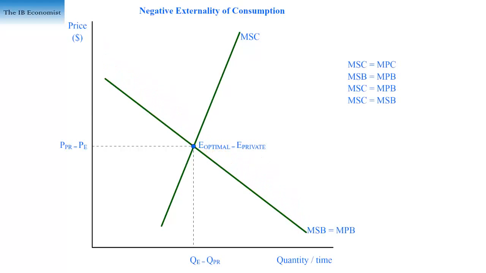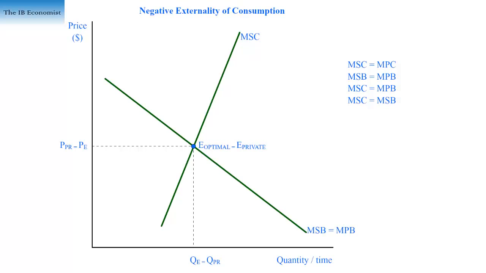The marginal private benefit would decrease and graphically would shift to the left until it becomes equal to the marginal social benefit. When that happens, the private equilibrium would move and would become equal to the optimal equilibrium, and again the private price would be equal to the optimal price, the private quantity would be equal to the optimal quantity, so the market would be efficient. We wouldn't have either overconsumption or underconsumption. We would consume the right amount of this product.